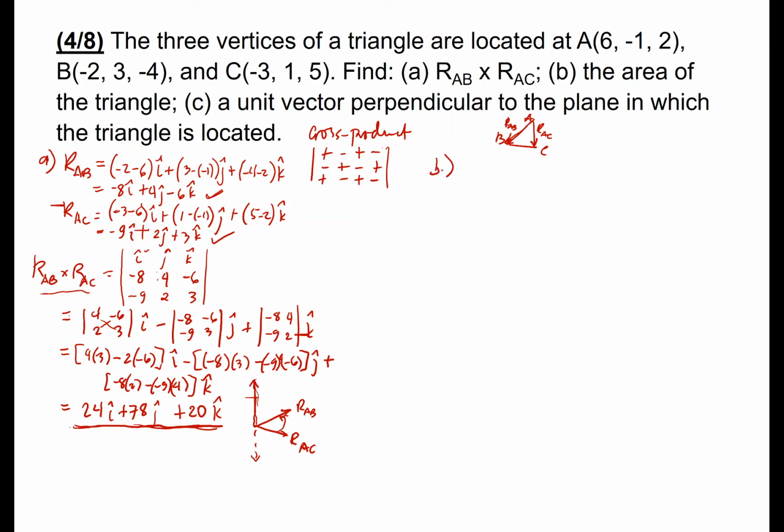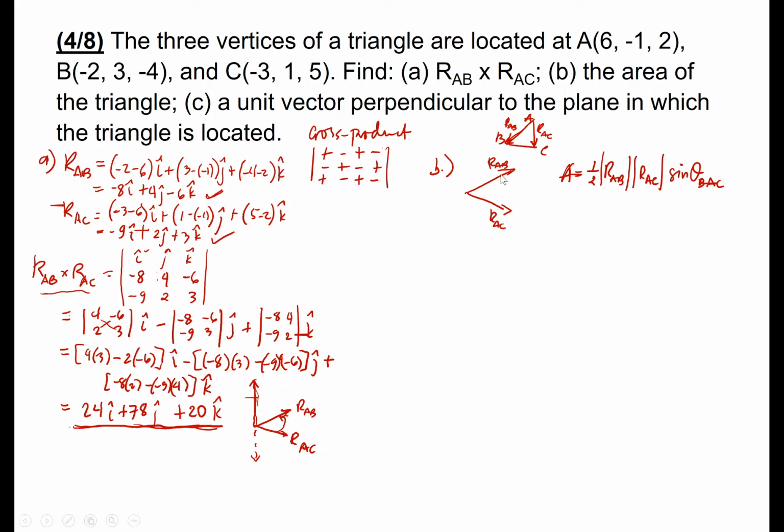We know that problem B is the area of the triangle. So assuming this is our vector RAB, then RAC. Now the formula for the area is equal to 1/2 times the two sides, the magnitude of RAB and RAC, times sine of the angle theta between them, theta BAC.